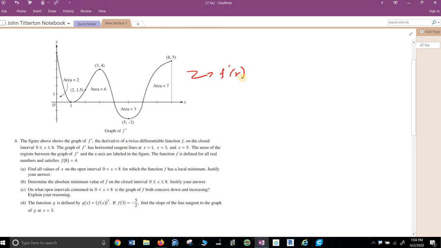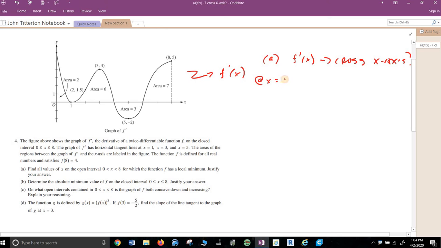Now local means we should check the endpoints or at least think about them, but I don't think they're getting into that. They're just saying where do we have a local minimum. So I immediately say where does f prime cross the x-axis? And I notice that it's at 1, 2, 3, 4, and 6.